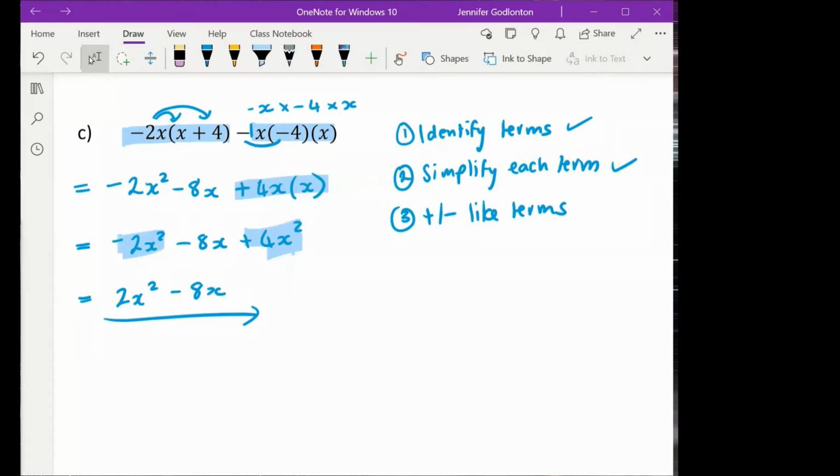So the 4x squared is over here, I had minus 2x squared plus 4x squared. And so the minus 2 and the 4 just gave me my answer of 2x squared. Well done, guys.